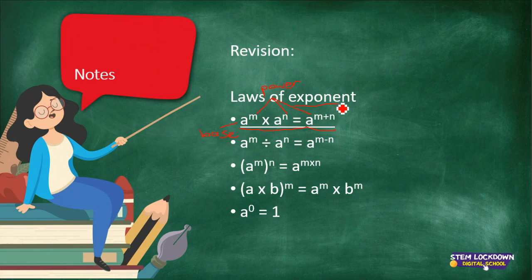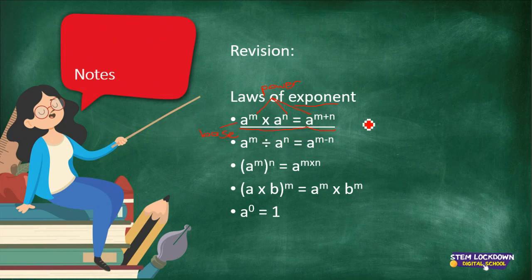Okay, so how do we apply this law? Basically, we apply it as follows. Let me give you an example. Notice my bases are all the same. These laws can only apply if your bases are the same, right? You can't have an A and a B here. For example, you can't have a 5 and a 4 here.